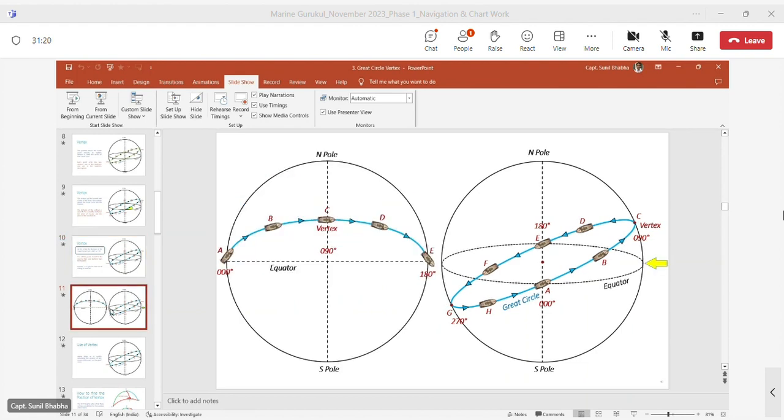Can we find out the latitude of the vertex by calculating the inclination? We can, beta. I'll tell you how to find the position. It's coming ahead.